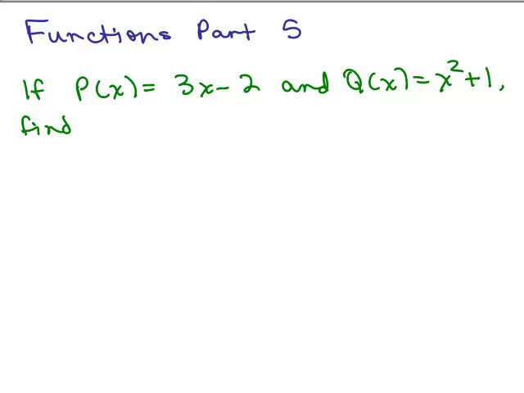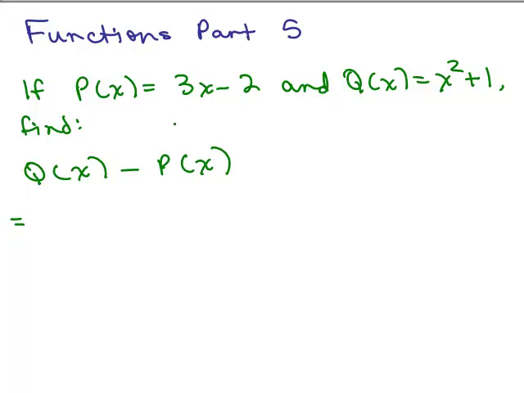This is part 5 of functions, and we're just working with function notation, continuing on. So we're going to take two functions, p of x equals 3x minus 2 and q of x equals x squared plus 1, and find some things. Let's do q of x minus p of x. How would we do this?